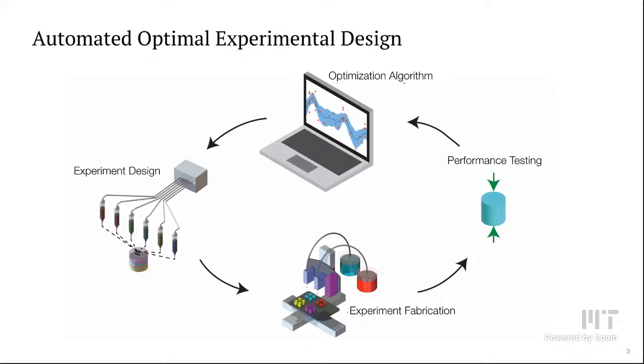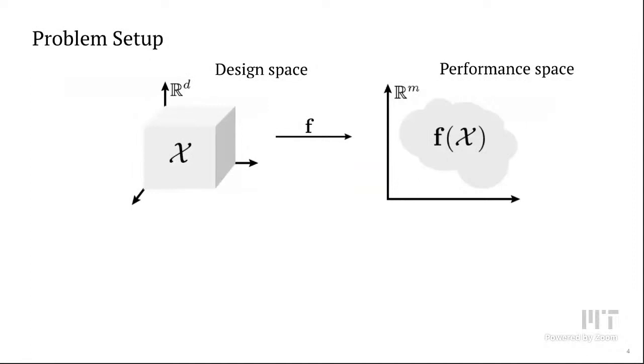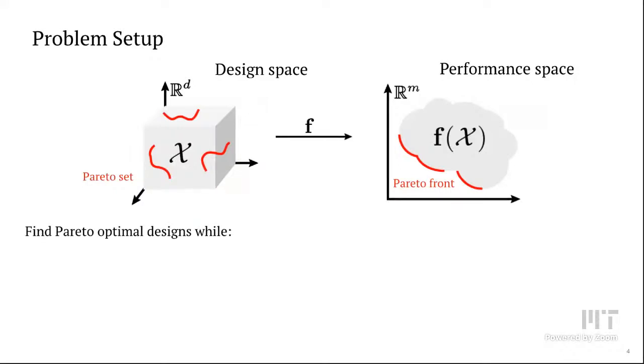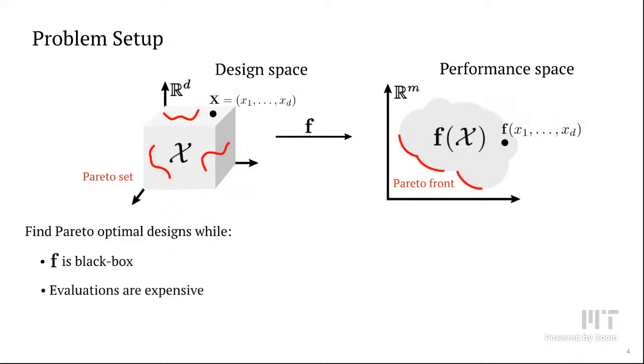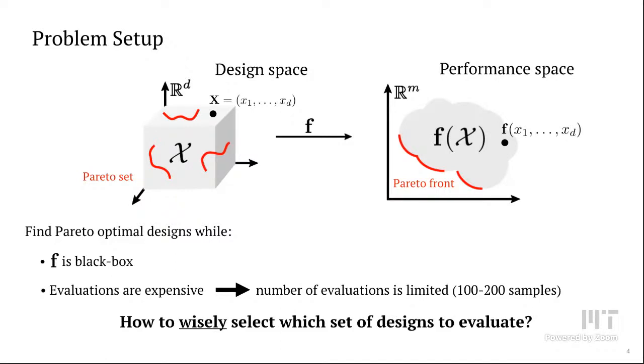So the problem setup is we have a multidimensional design space and a performance space. We want to find the optimal Pareto set, which is the set of optimal designs with different trade-offs between those different objectives. But the constraints are that the evaluation function is a black box, and each evaluation is very expensive to perform. So the total number of evaluations is limited to a few dozen or a few hundred examples. The key question is how to wisely select which set of designs to evaluate.